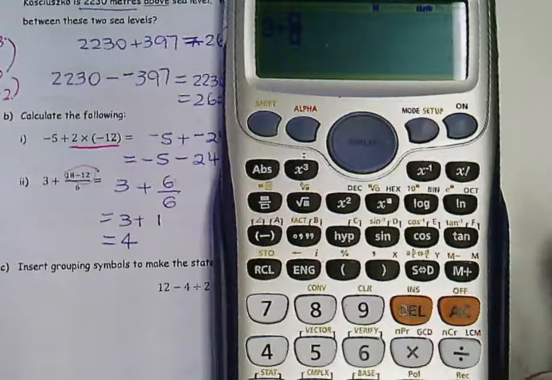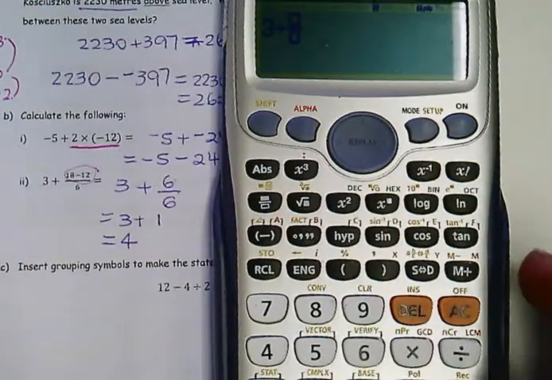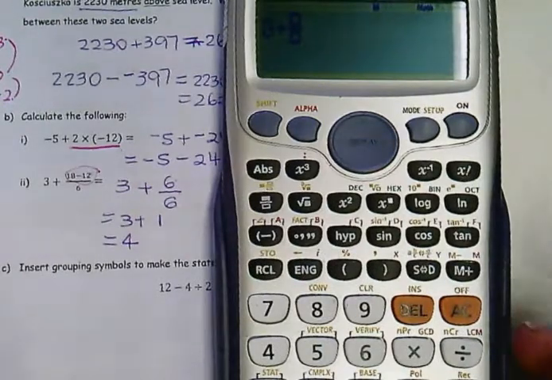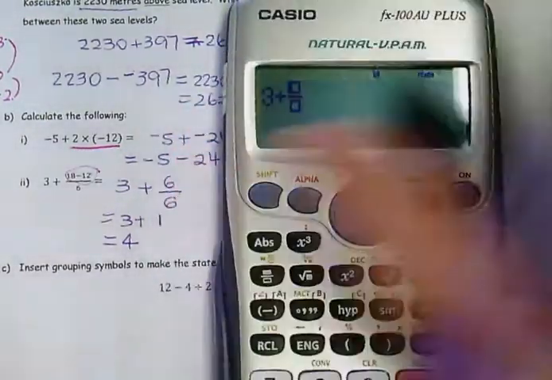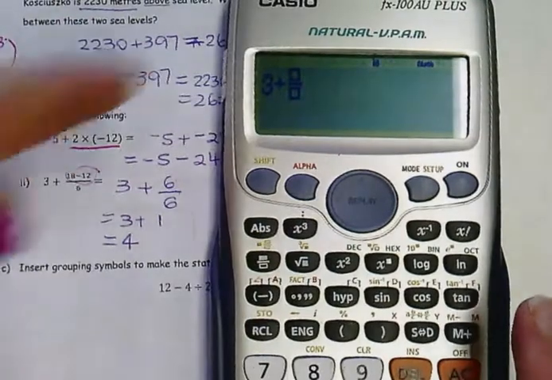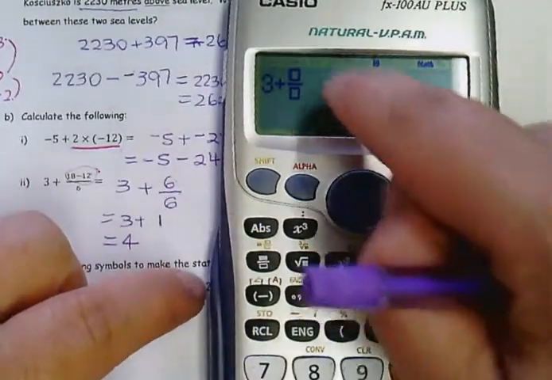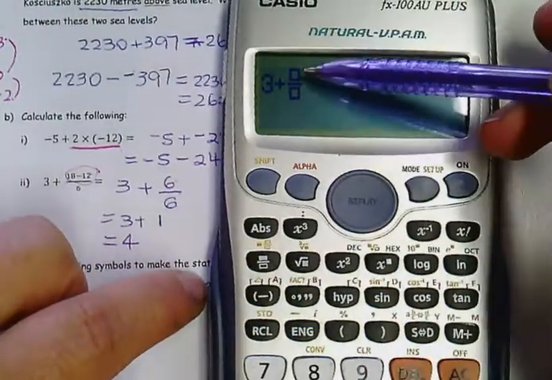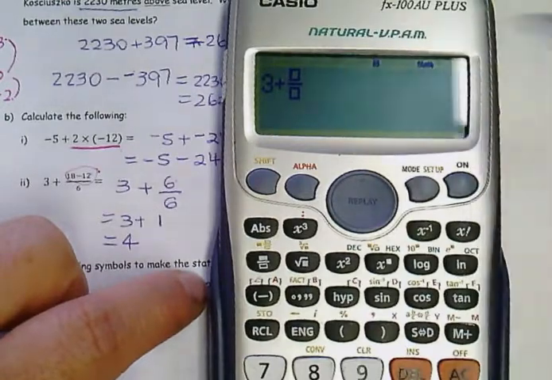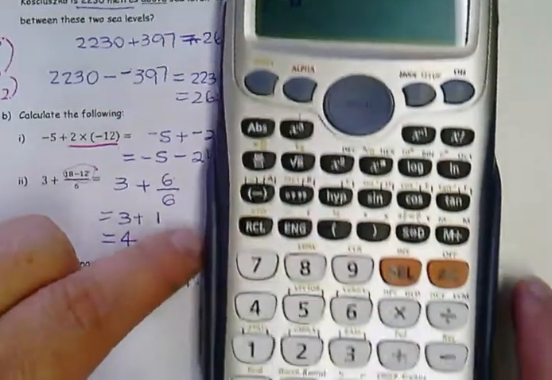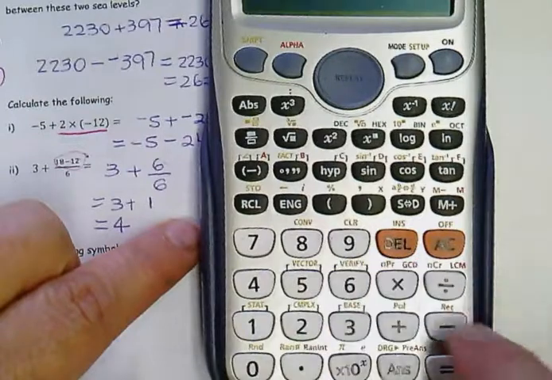But on some other calculators, it's written as A/B or A/B/C. So I've got 3 plus, I press my fraction button, and that comes up on my screen. And so you can see that this is blinking here. There's a blink there on the numerator. So I'm on the numerator and I press 18, take away 12.